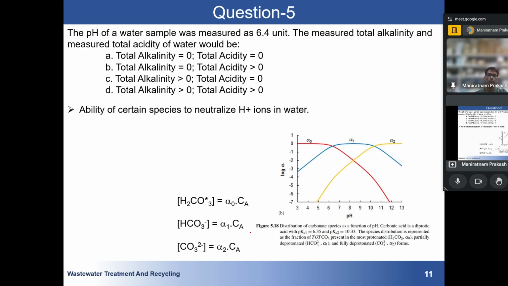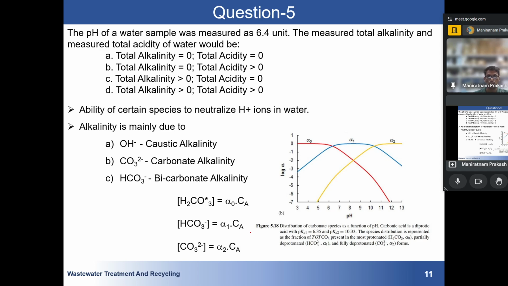So another question is: the pH of water was measured at 6.4 units. The measured total alkalinity and the measured total acidity of the water would be? So first you should know what alkalinity is. Alkalinity is generally defined as the ability of certain species to neutralize H plus ions in the water.